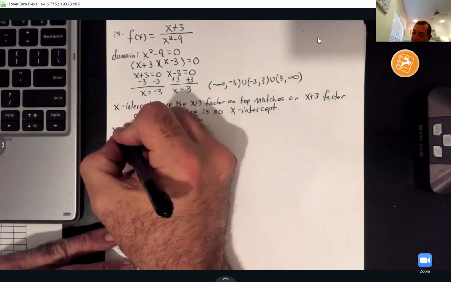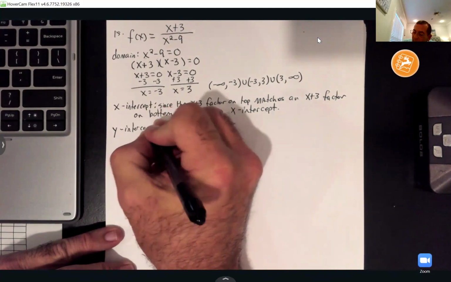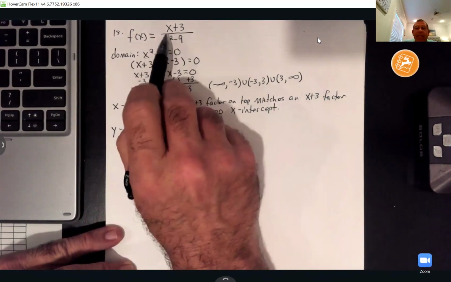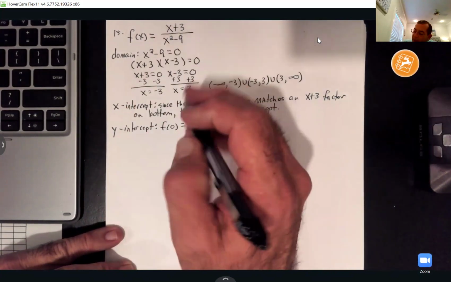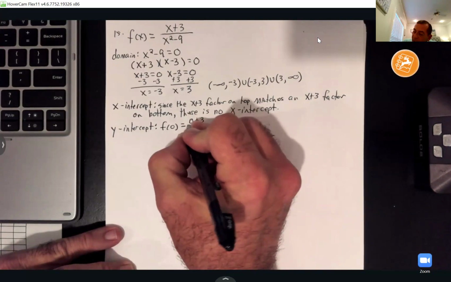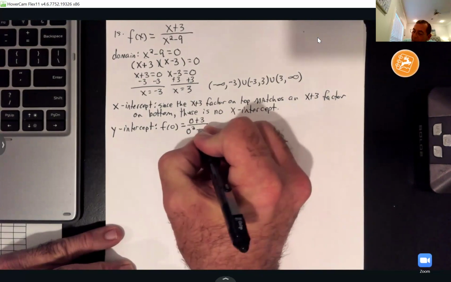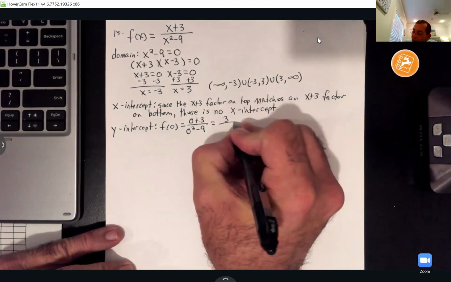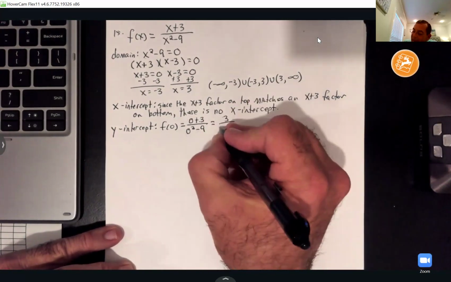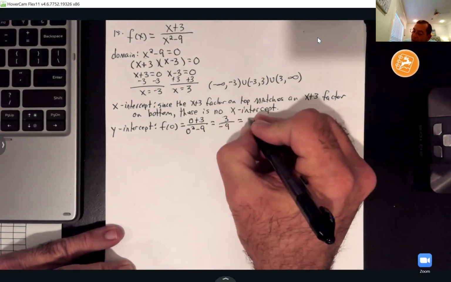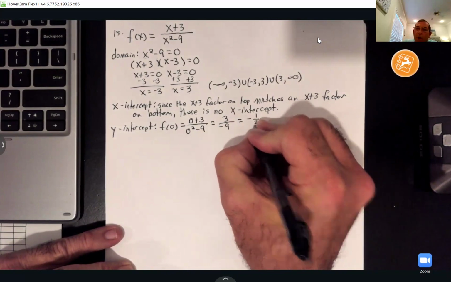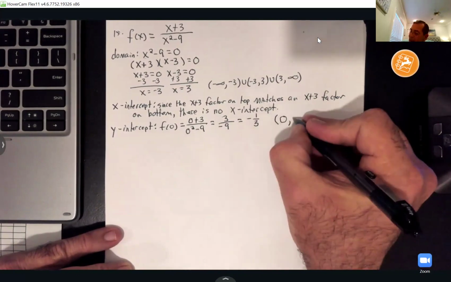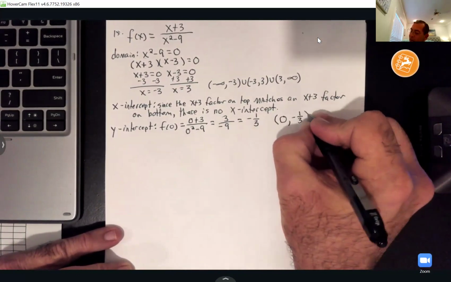So now the y-intercept. Y-intercept, I find f of 0. So I'm putting a 0 in for all the x's. So I'm going to have 0 plus 3 over 0 squared minus 9. Well, y'all, 0 plus 3 is 3. 0 squared is 0 minus 9 is a negative 9. And that'll reduce to a negative 1/3. So the y-intercept will be 0 for the x and a negative 1/3 for the y value.